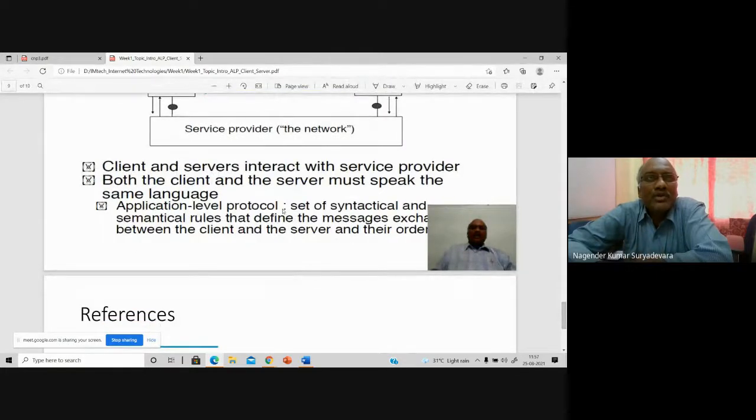Some rules have to be followed whenever the user interacts with the computers, and the computers try to fetch the data which is available across that network and so forth. So what are those application level protocols? They are a set of syntactical and semantical rules.